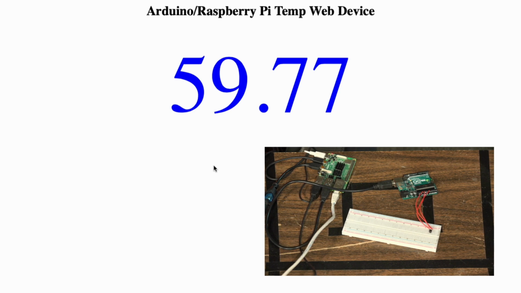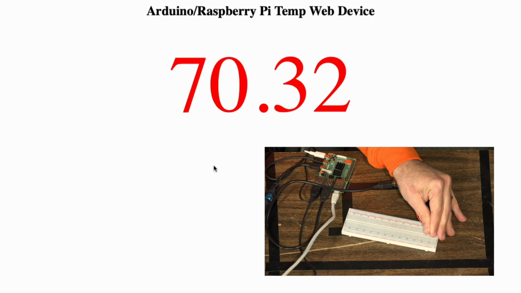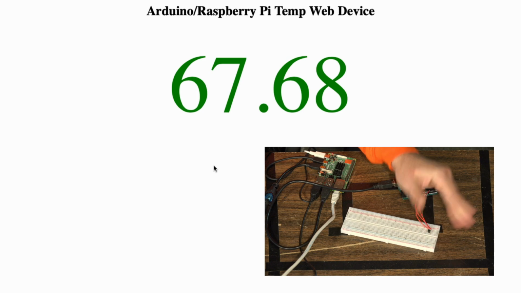Basically, the idea is if the temperature is above 70 degrees, the font will be red. If the temperature is between 70 and 60 degrees, it will be green. And if it is below 60 degrees, it will be blue, as it is. So if I simply put my finger on the temperature sensor, after 5 seconds this refreshes, and now we can see it goes up to 70.32 degrees and it's red.